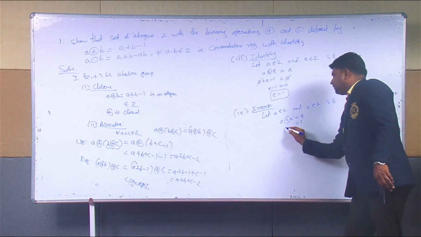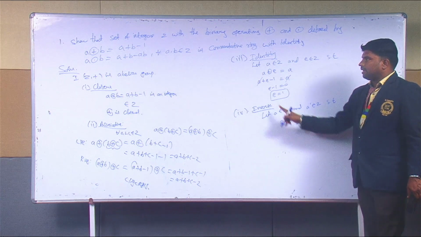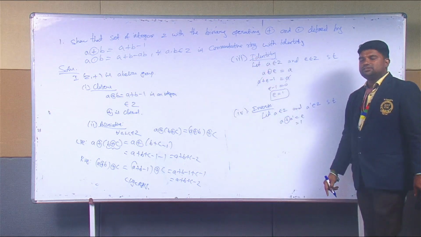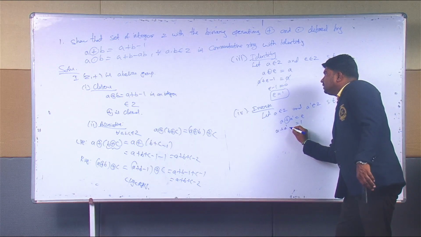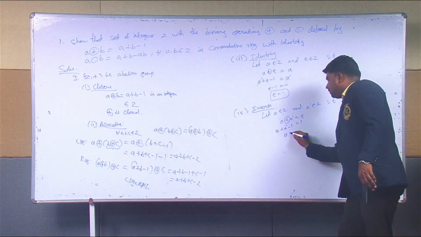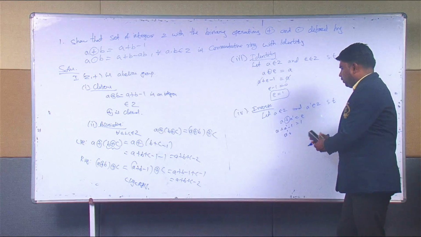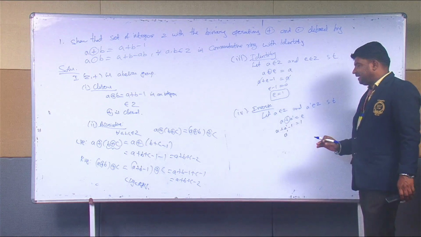Okay, so A plus A dash is equal to 1. On the left side we can apply the definition of addition modulo operator: A plus A dash minus 1. I want to find out the inverse element A dash.